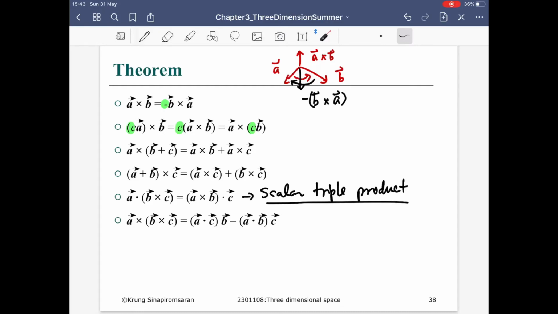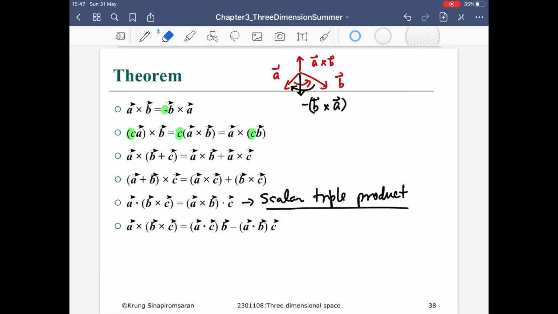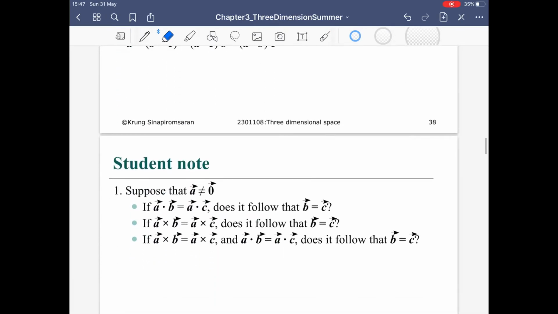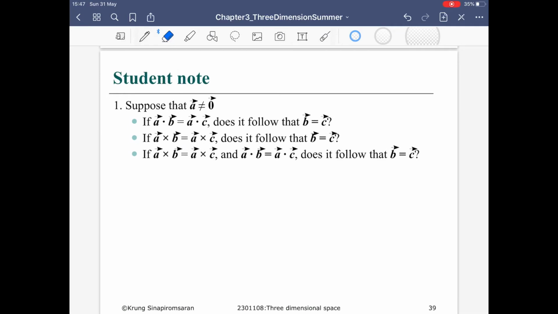So the last property is somewhat difficult to remember. Now let us see some examples. The first example is about the properties of both the dot product and the cross product.